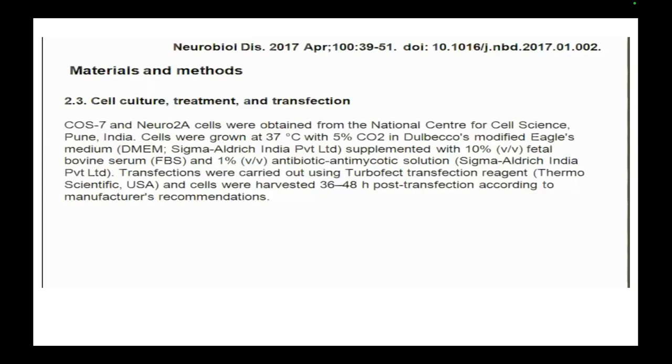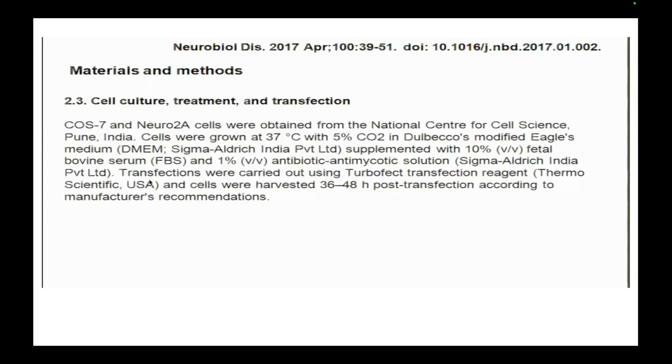Another section is different experiments like cell culture, treatment and transfection. You have to mention the different cell lines that are used, where they were purchased, how cells are grown, exactly the temperature, CO2, and what media was used. What was the composition? Exactly where the media was purchased from, for example, here they have written Sigma. If you have supplemented it with some FBS or antibiotic, everything should be written.